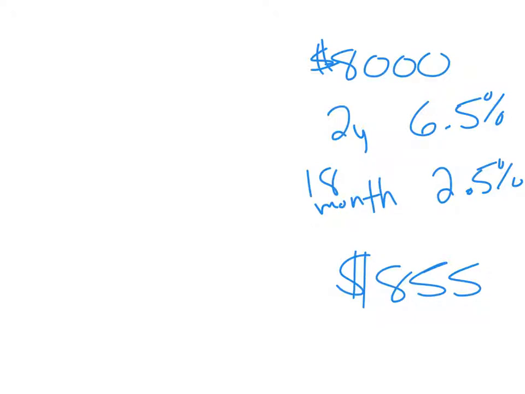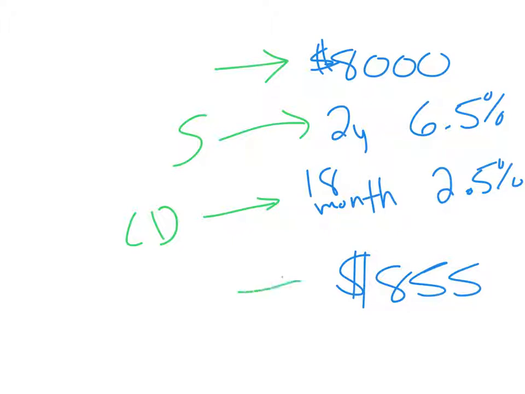So here's what we know. We want to know how much was invested into each particular account. I'm going back to previous slides. Remember, here's the original question. Kent had invested $8,000. The first was in a stock fund, so I'll put S for stock, over 2 years at 6.5% interest. The second one was a CD invested over 18 months at a 2.5% interest rate. This was the total amount of interest.